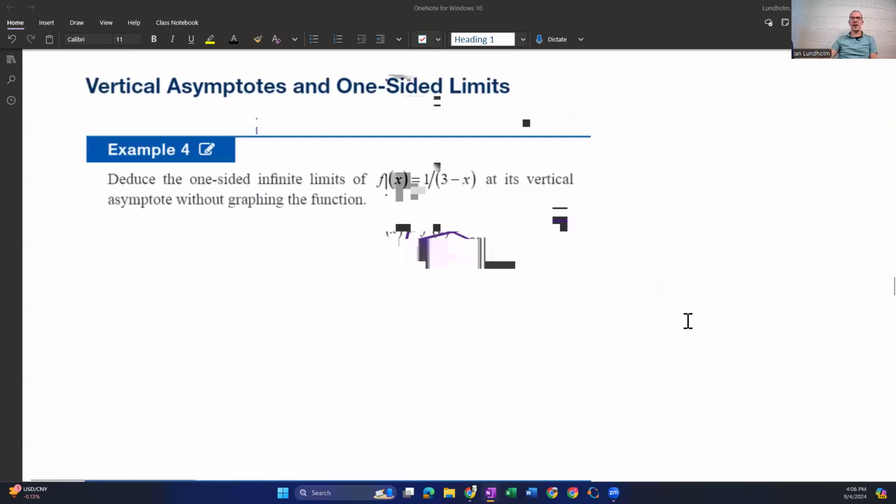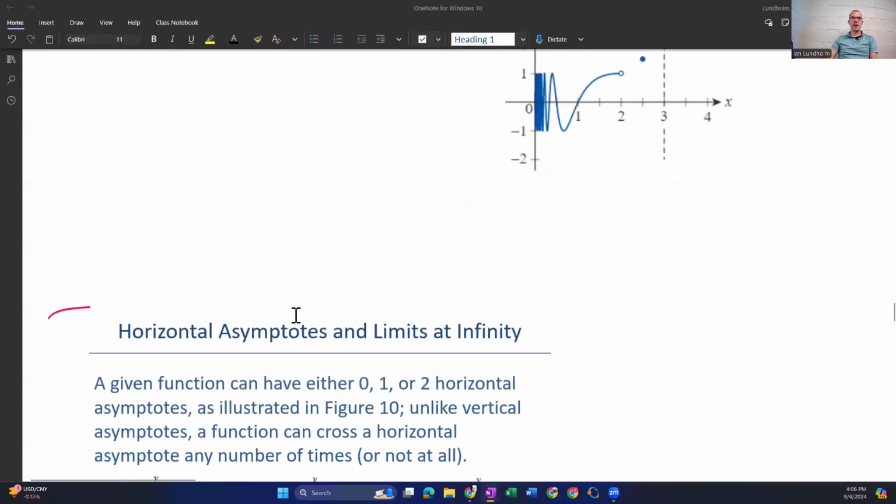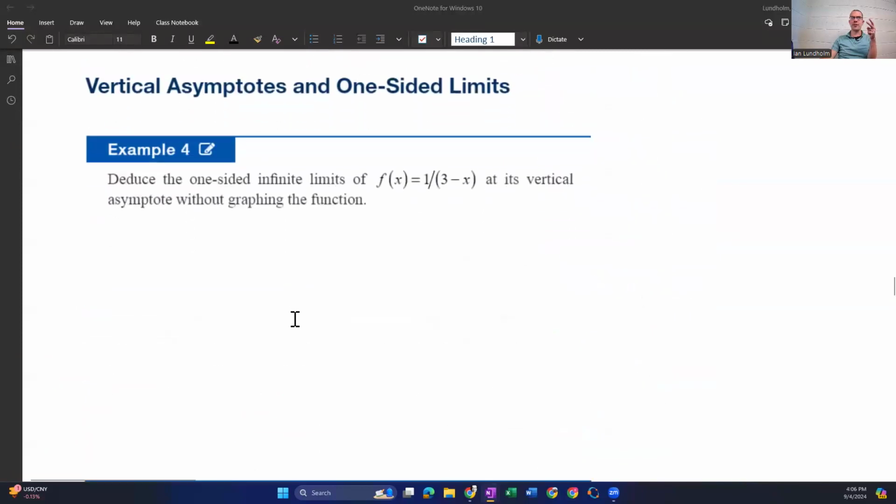We're getting close here. I think I had imagined stopping right here. So we've got two more examples. First one: deduce the one-sided infinite limits of this rational function at its vertical asymptote without graphing the function. Okay.